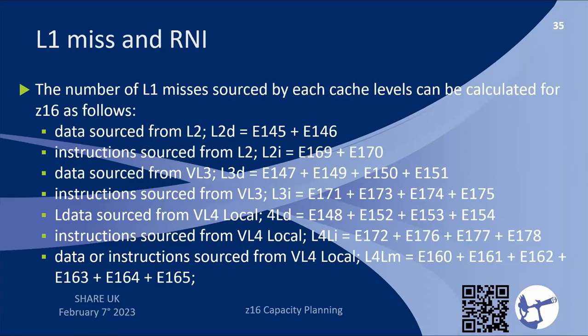So how do you count the number of data that is sourced from level 2? You have to take the two columns, extended field 145 and extended field 146, and sum them together. The instruction ones are the two extended counters, E169 and E170, and so on. So you see the formula for every single different place where you got the data that you missed from the level 1 cache.